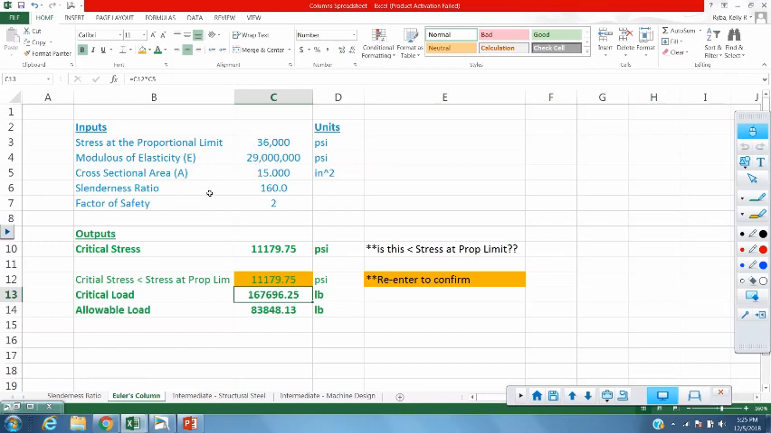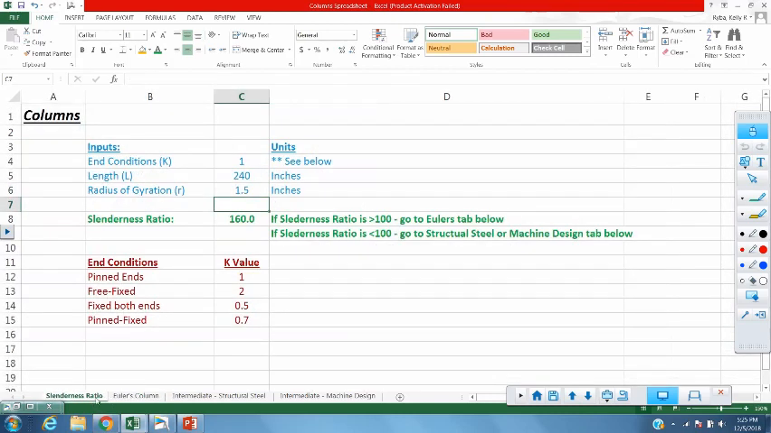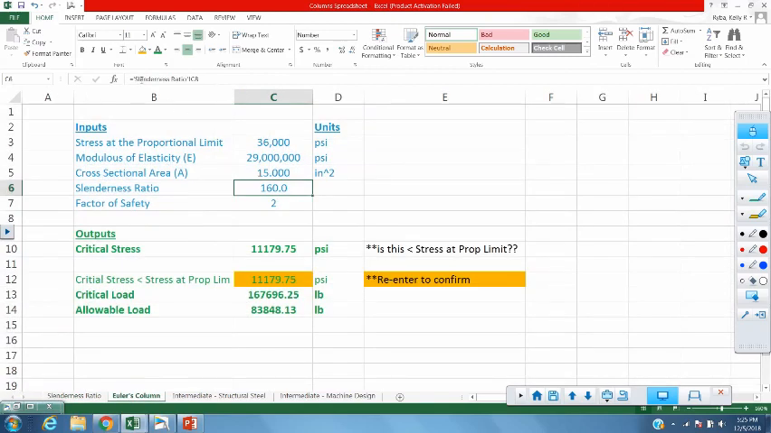I didn't have to put in my slenderness ratio here as a separate option, because if I click on this cell, you'll notice up here that it's actually formulated to grab the cell from the slenderness ratio sheet, which was on a different sheet. To do that, I'm going to show you the format here. If I click on this, it is an equal sign, and then an apostrophe sign.